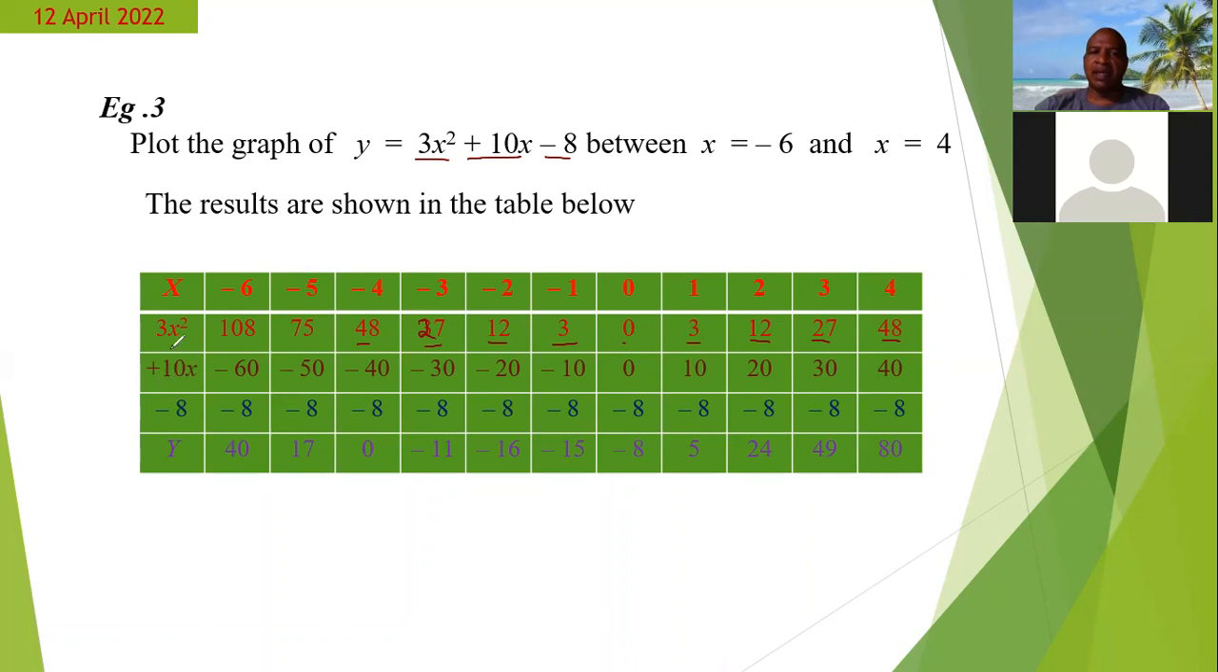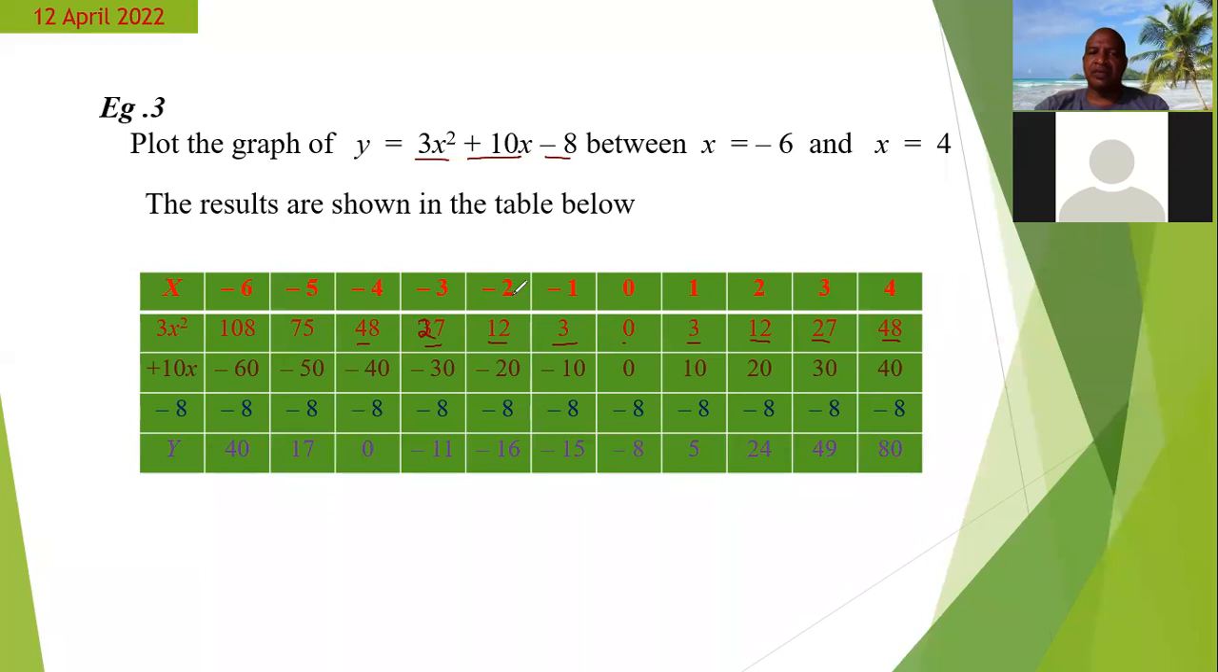So in a similar way, all you're doing, you're looking for your x values and you're multiplying it by 10. So x equal to -6, -6 times 10 gives you -60. X equal -5 times 10 gives you -50. X equal -4 times 10 gives you -40. X equal -3 times 10 gives you -30.